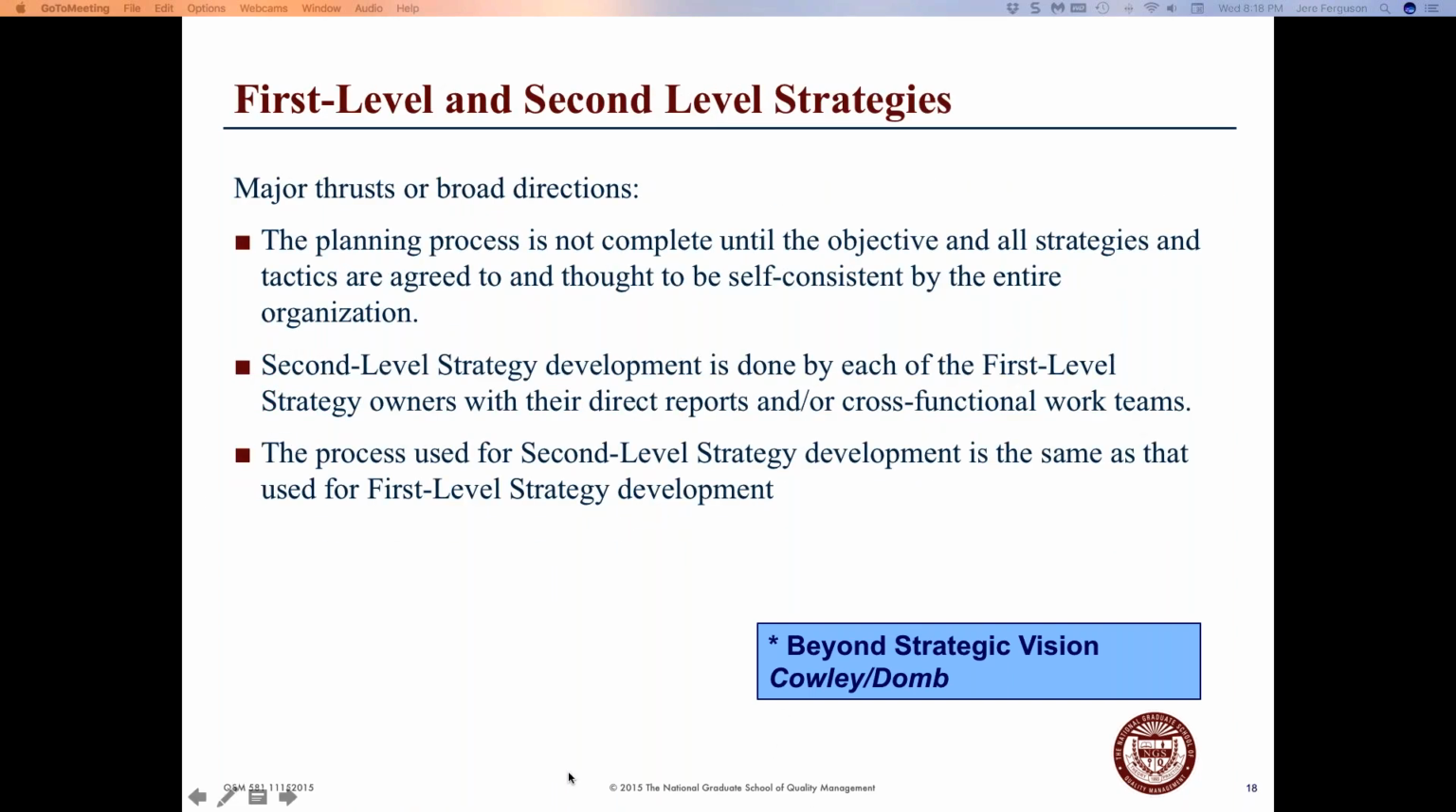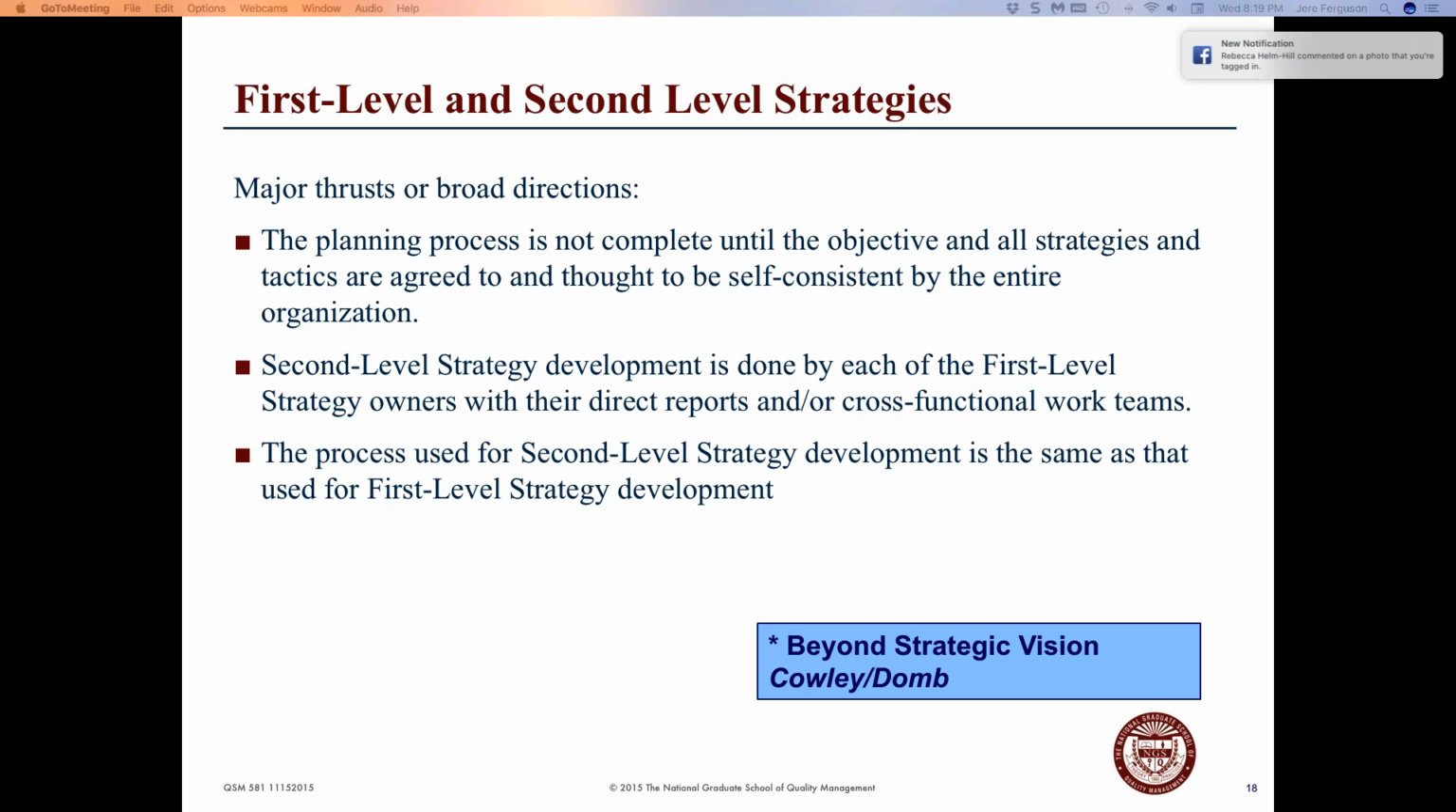Good to go. Okay. First level, second level, again, major thrust or broad directions. The planning process is not completed until the objective of all the strategies and the tactics are agreed to and thought to be self-consistent by the entire organization. So what they're saying here is, you haven't finished the process until you've gone from first to second, you've gone from objective to strategic to tactical, and the entire organization understands the importance and the connection between the tactical and the strategic direction.